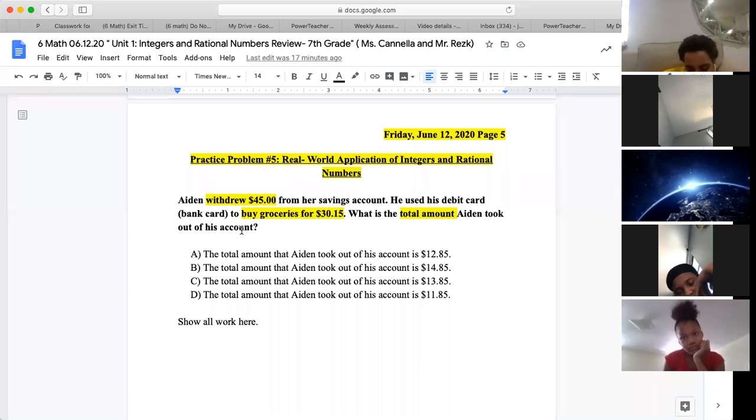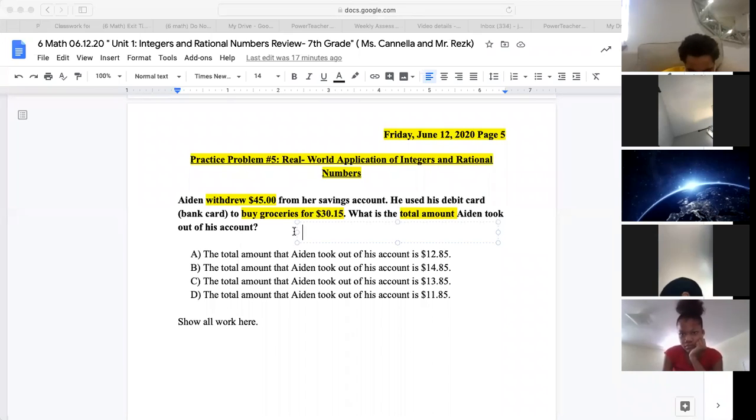All right, Carlton, read me problem 5, which is right in front of you, please. Aiden withdrew $45 from her savings account. He used his debit card, bank card, to buy groceries for $30.15. What is the total amount Aiden took out of his account?